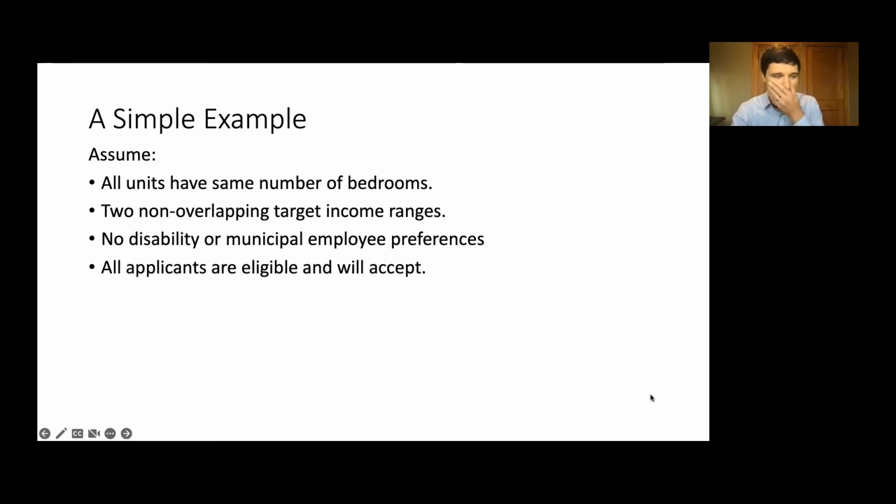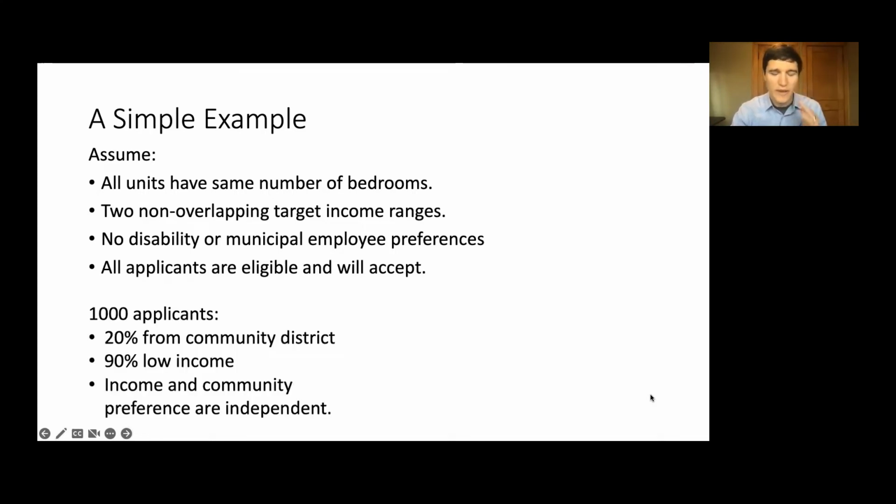So because all of those policies are a little bit too complicated to think about, let's just use a simple example here. I'm going to assume that we only have one type of unit, so call it a 2-bedroom apartment. And we have two non-overlapping income ranges, so low income and middle income applicants. And I'm going to ignore the disability and municipal employee preferences and just focus on community preference. And finally, I'm going to assume that all applicants are eligible. In practice, you verify eligibility online as you screen each applicant. But for now, let's assume that all applicants are eligible.